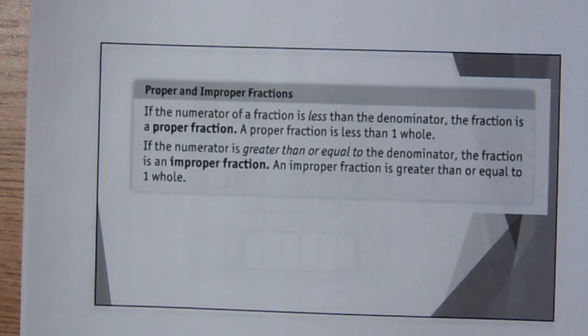So if the numerator of a fraction is less than the denominator, the fraction is called a proper fraction. A proper fraction is less than one whole. If the numerator is greater than or equal to the denominator, the fraction is an improper fraction. An improper fraction is greater than or equal to one whole.